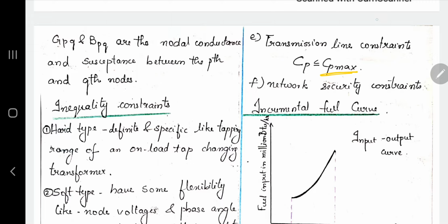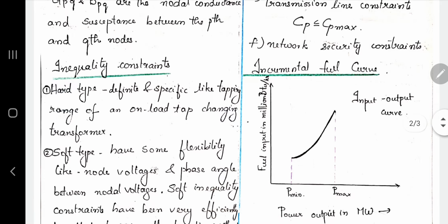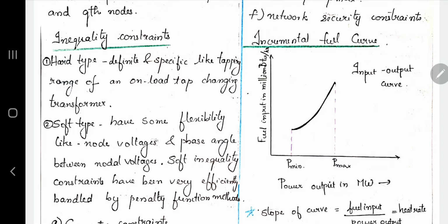We are going into what is meant by incremental fuel curve. What is meant by incremental fuel curve? If we are plotting a curve between fuel input in million British thermal units per hour and power output in megawatt, then we will be obtaining an incremental fuel curve.